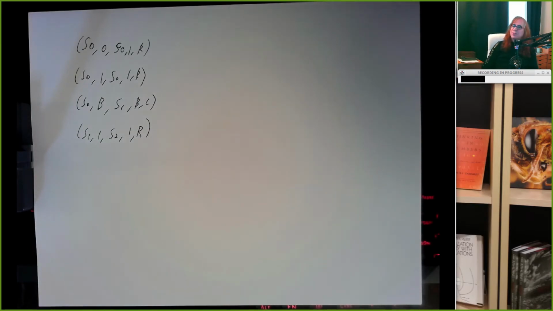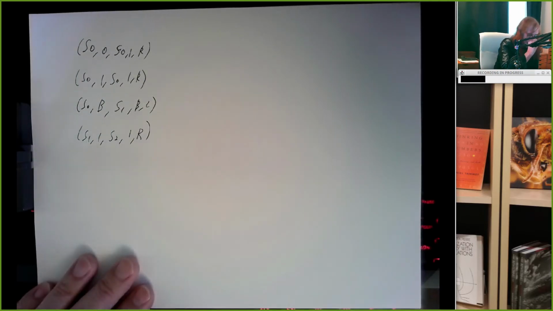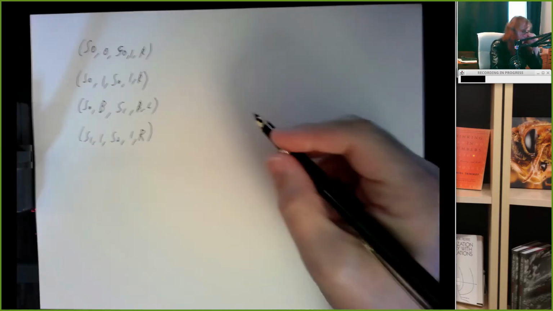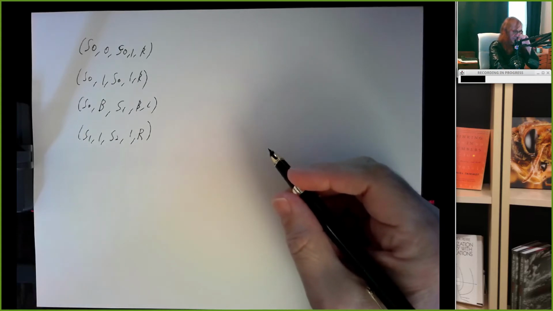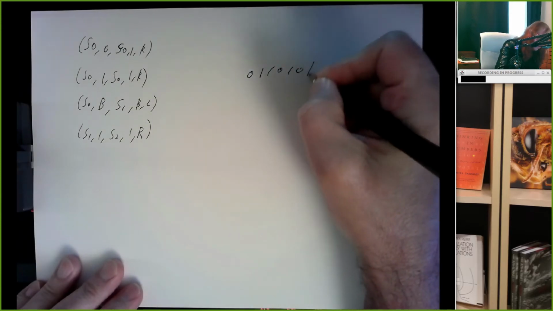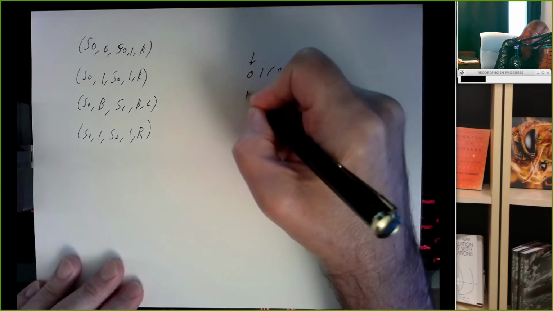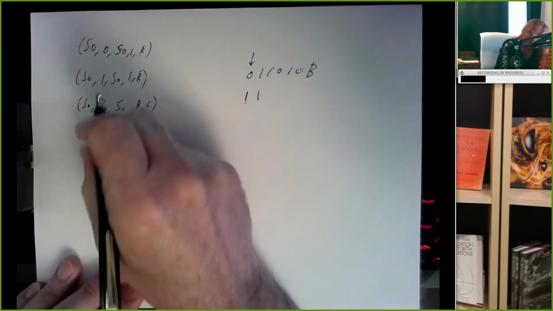So what will this machine do to an arbitrary bit string? Assuming we start in S0, if there's a 0 on the tape, it's going to change it to a 1 and move to the right. So if there's a 0, it'll change it to a 1. If there's a 1, it will leave it as a 1 and move to the right.